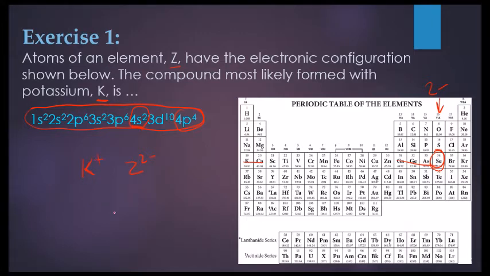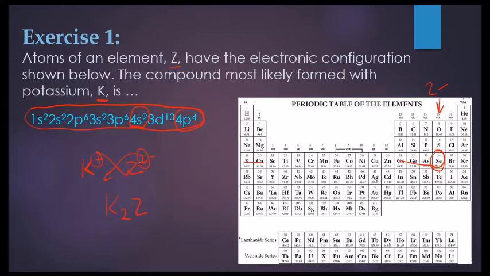+1. Once I have identified the charges, I now write the formula. And what do you do to write the formula? The charges have to equal 0. Good. Yes, the charges would have to equal 0. I prefer the crisscross method in this case. The 2 becomes the subscript on K. The 1 becomes the subscript for Z. So it's K2Z.